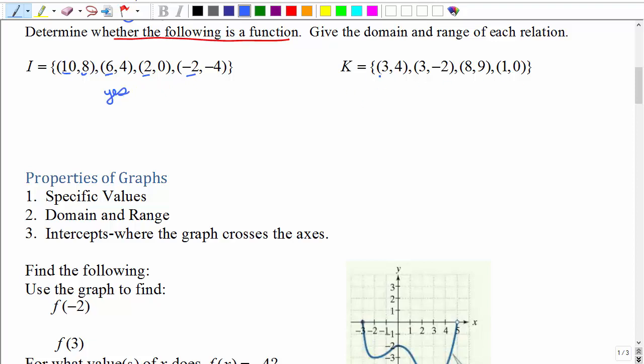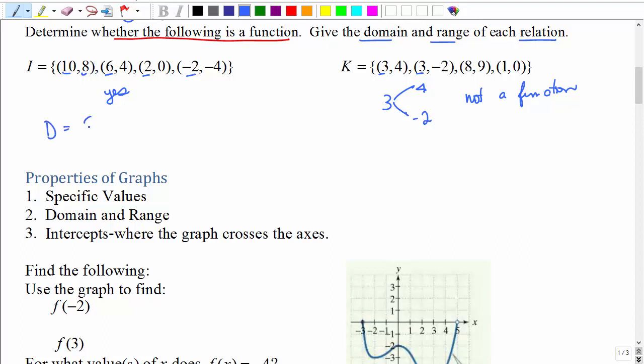But what about this set? Well, 3 is listed twice, and so this is not a function because for this x value it's mapped to two different y values. So this is not a function. But we can still give the domain and range of each relation because both I and k are a set of ordered pairs, not necessarily a function, but it is a relation.